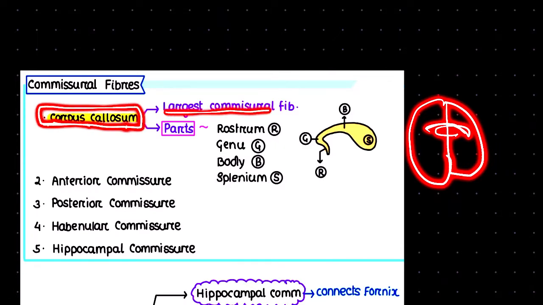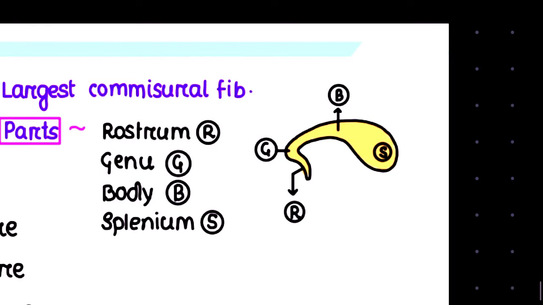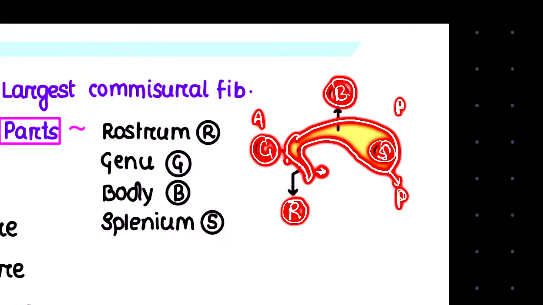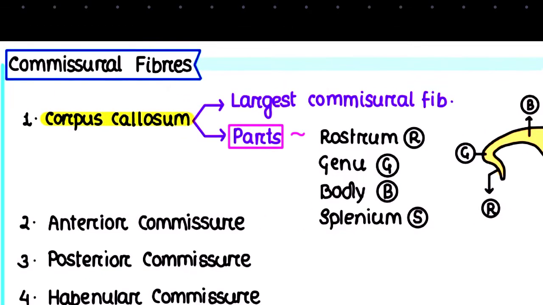It is the largest commissural fiber. Talking about its parts, what is this? This is our corpus callosum. It has an anterior part and a posterior part. Here, the lowest part is the rostrum. The rostrum is not the anterior part because it is slightly bending inward. The anterior-most part is this, the genu. So rostrum, genu, and this is our body, and here this is our splenium. The splenium is the most posterior part. So these are the parts of our corpus callosum.